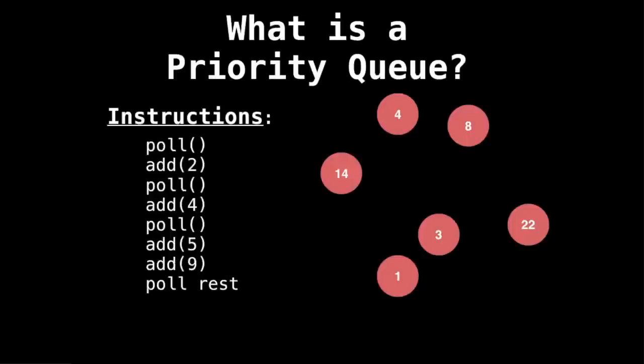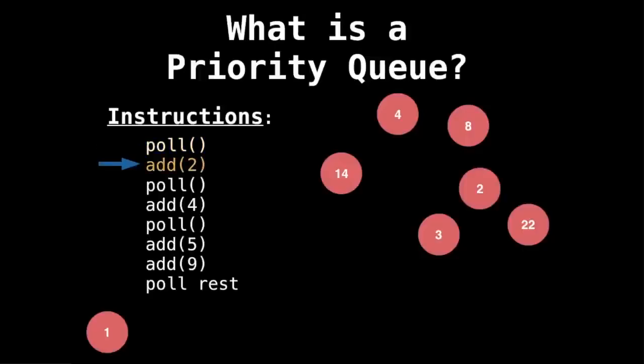Suppose we have now a list of instructions. So what the poll operation means is remove the element that has the highest priority in our priority queue. So let's see how this works. So if I say poll, then I remove the element with the highest priority, which happened to be 1.